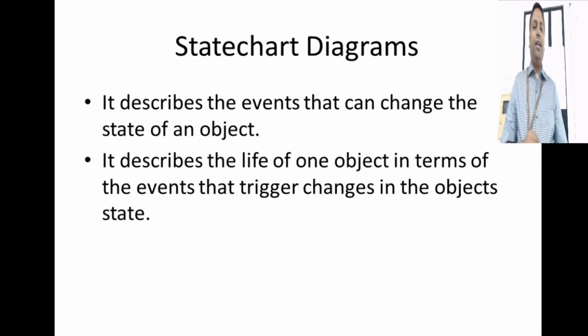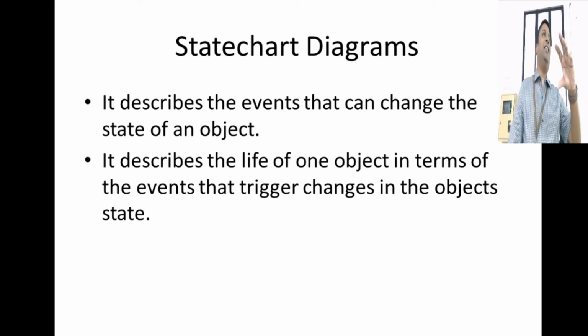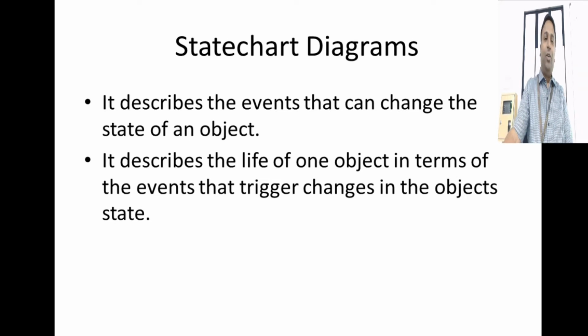What is state chart modeling? It describes how an object transits several states over its lifetime. You take any object, one object, and see how it transits to many states during its lifetime in your system. So it describes the events that can change the state of an object. What can trigger a state change?